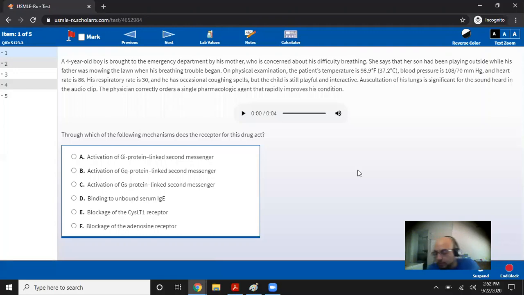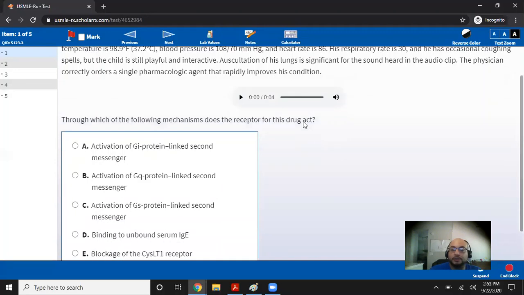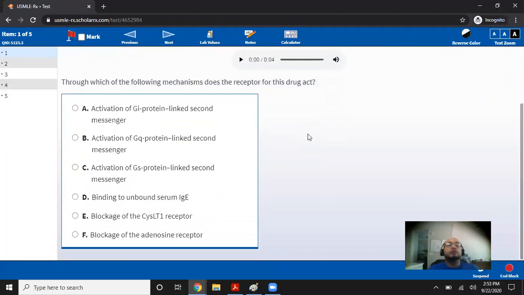Now here we have some questions that we can use to apply what we just learned from both of those videos. So first things first, how do we attack the questions, right? Well, first thing you're going to do is look at the answer choices to get a general idea as to where this question is going. So here clearly I see it looks like receptor stuff, right? Adenosine receptor, GS, GQ, etc. So I have a general idea as to where the question is going.